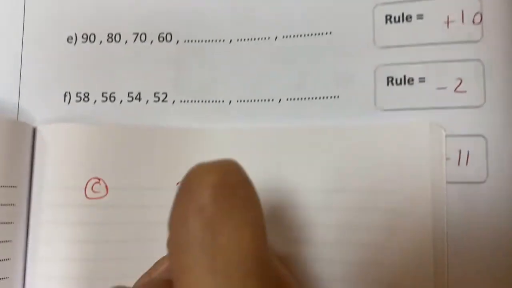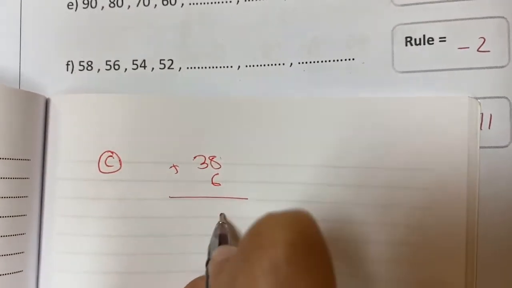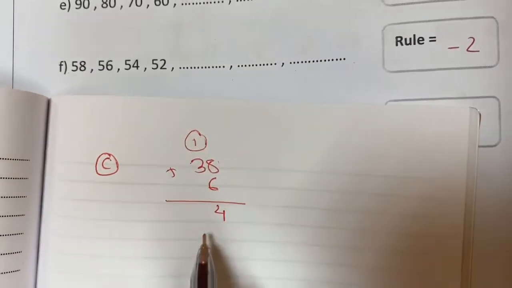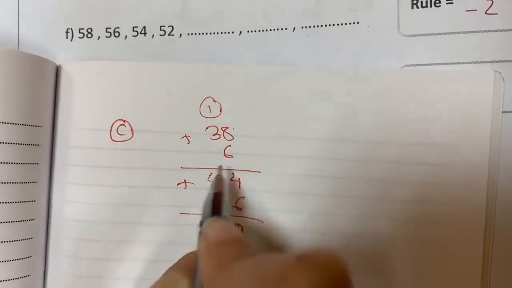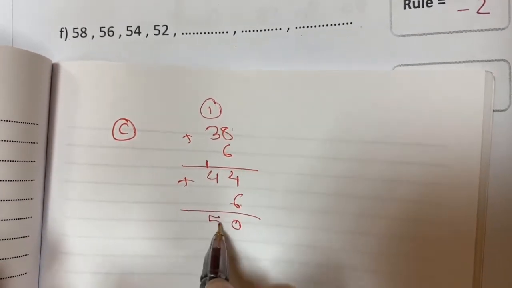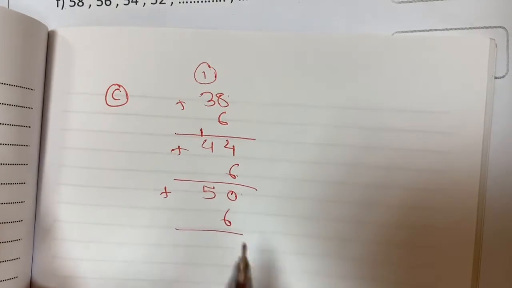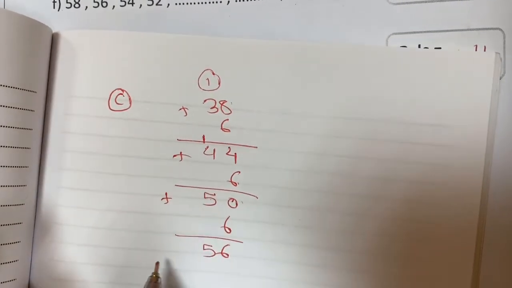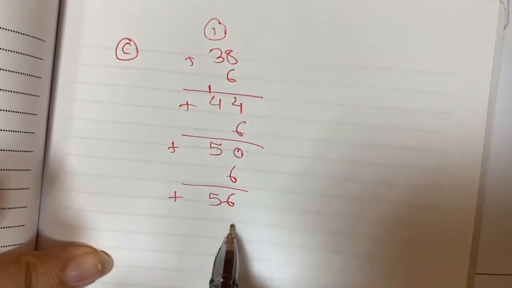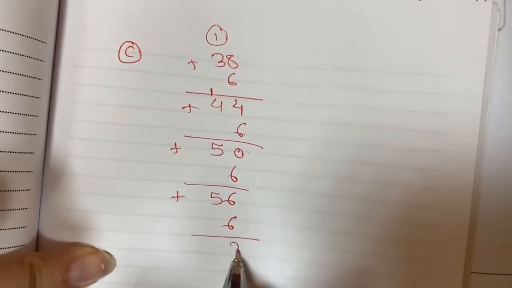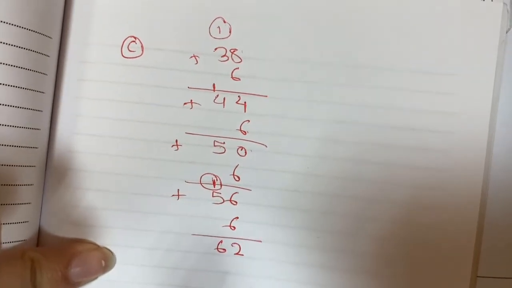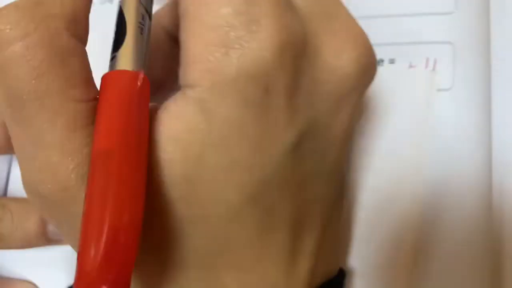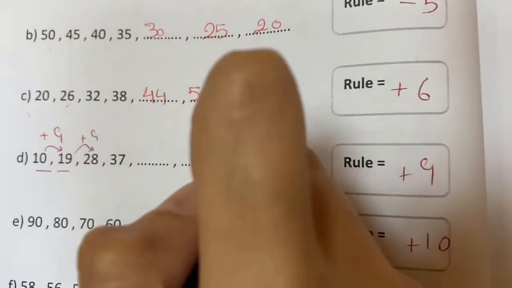After 38, 38 plus 6: 8 plus 6 equals 14, 4, and the 1 will fly over the head of 3, so it becomes 4. 4 plus 6 equals 10, and the 1 will fly over the head of 4, so it's going to be 50. 50 plus 6 is 56. 56 plus 6: 6 plus 6 equals 12, 2, and the 1 will fly over the head of 5. It's going to be 62. So after 38, 44, after 44, 50, after 50, 56.